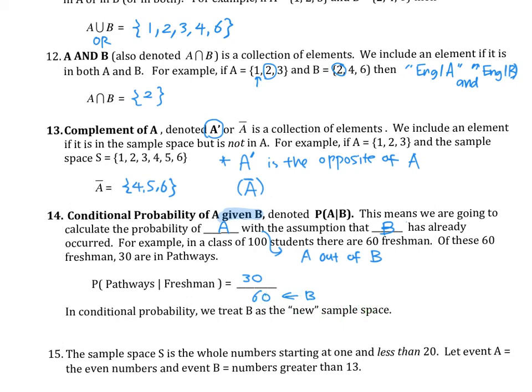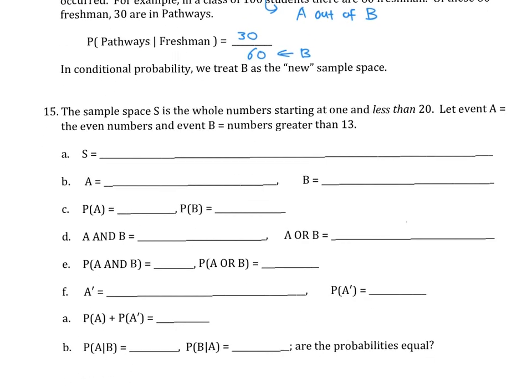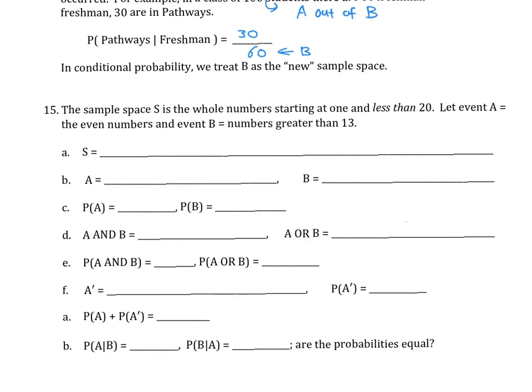Okay, I'm going to get you started on the next question. We'll do a few questions together, and then I'll have you finish the rest of it. So the sample space is whole numbers starting at 1 and less than 20. Okay, fine. So 1, 2, 3, 4, and so on. It says less than 20, so I'll stop at 19. Let A be even numbers, and B is greater than 13. So even numbers are 2, 4, 6, 8, 10, 12, 14, 16, 18.